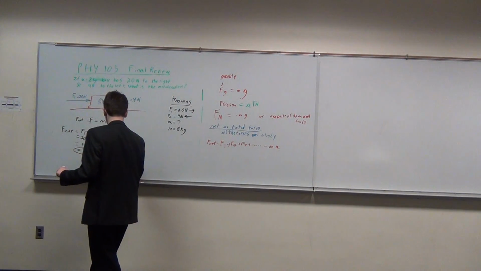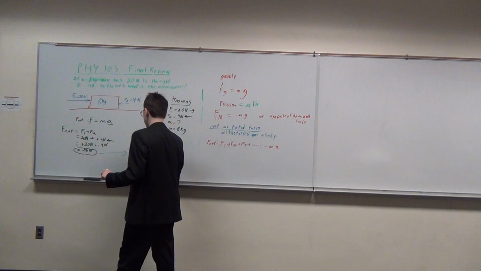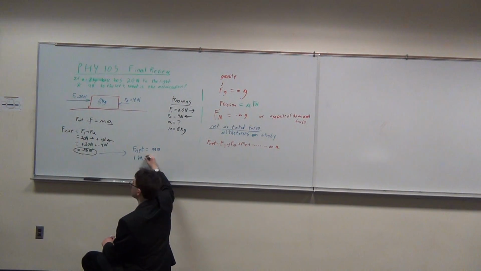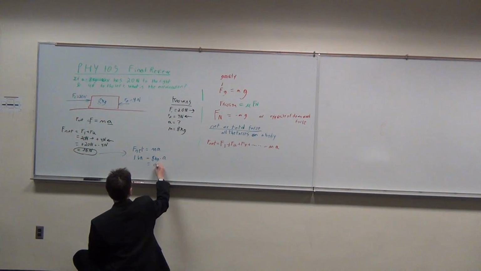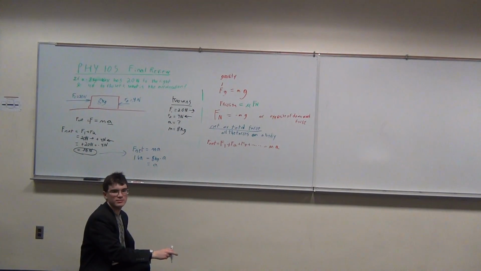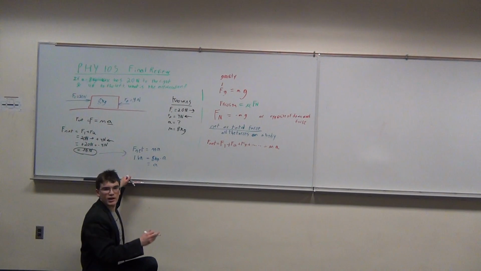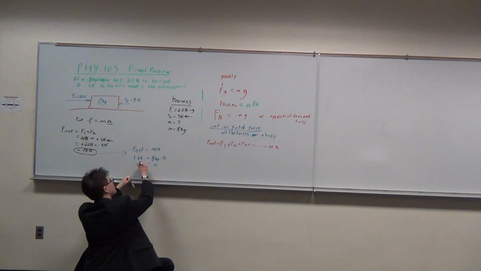So now F net equals ma, 16 newtons equals 8 kilograms times A. Let's say 2. What's the units? Yes.